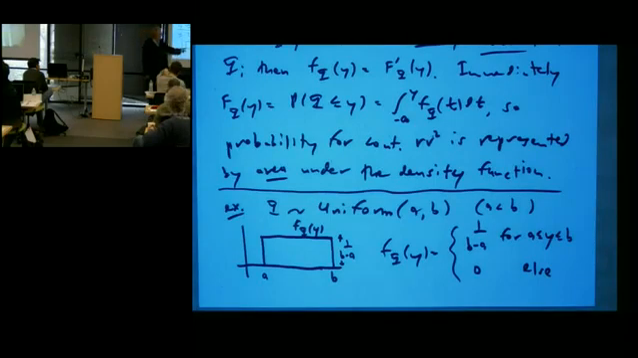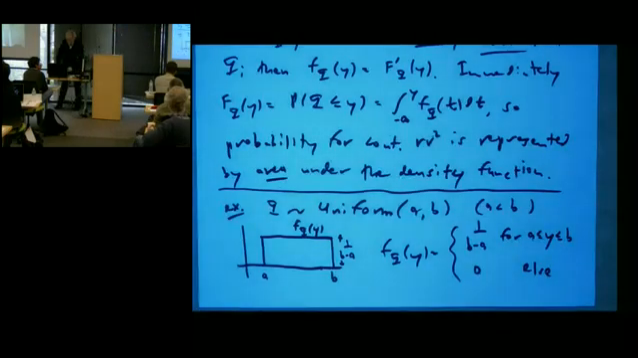And so since the total area has to be 1 and it's a rectangle, if the base is b minus a, then the height has to be 1 over b minus a. And so the density function is just 1 over b minus a for values that are between little a and little b, and 0 everywhere else.